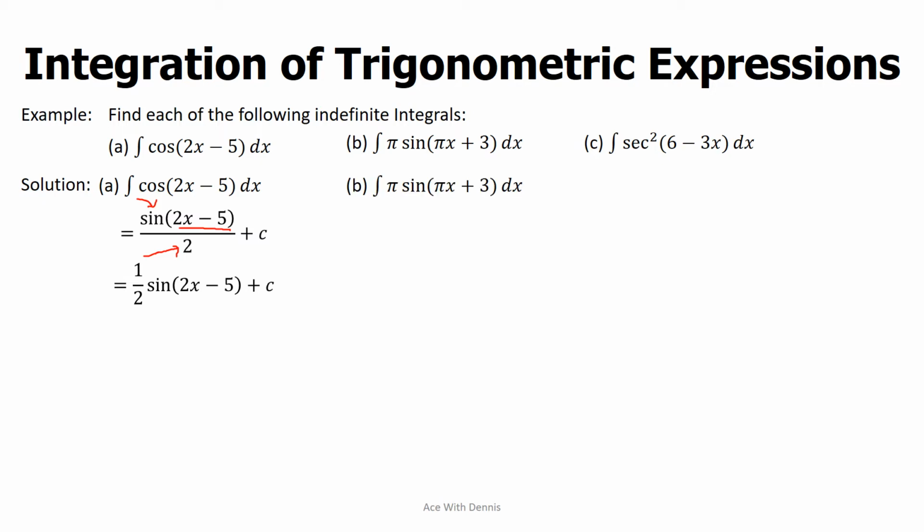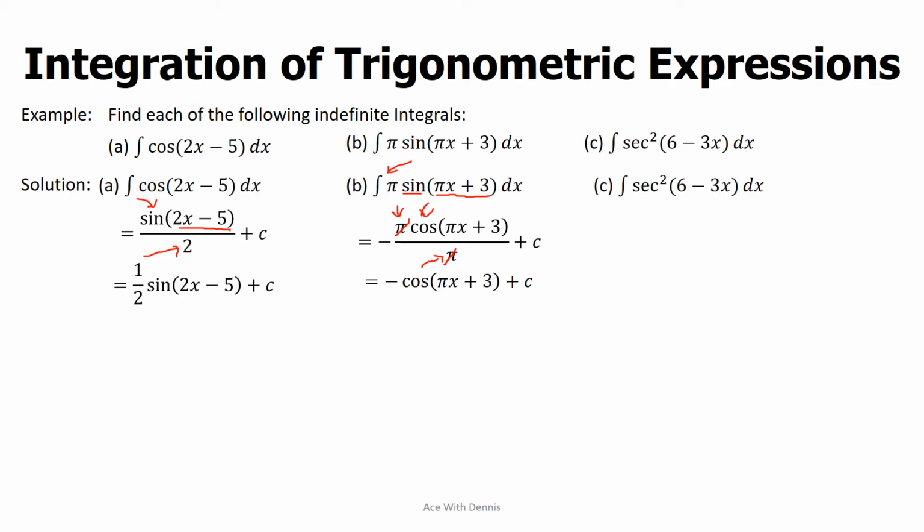For B, integration of pi sine pi x plus 3 dx. So you have to treat the pi as a constant. Now integration of sine, I get negative cosine pi x plus 3, followed by differentiate of pi x plus 3, I get a pi, so it's over pi here, right? The pi here we just copy, and then we can simplify, pi and pi cancel each other. I will get negative cosine pi x plus 3 plus c. So this is the answer for B.